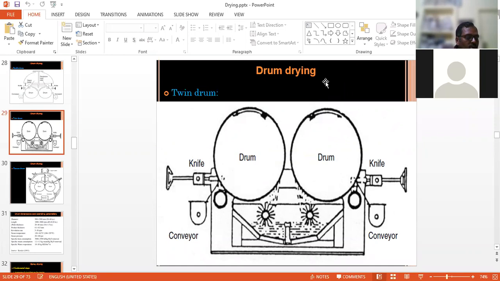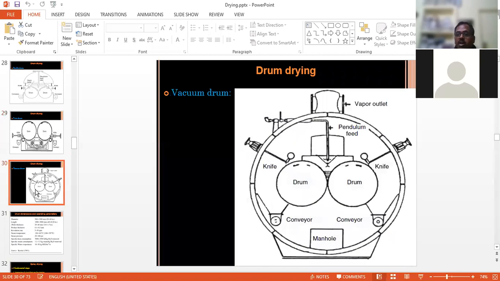Another one is the double drum dryer. The atmospheric dryer is essentially the same as the atmospheric unit, except the drums are enclosed so that vacuum can be pulled on the product during drying. So you can also see the vacuum drum. You already know the advantage of vacuum.